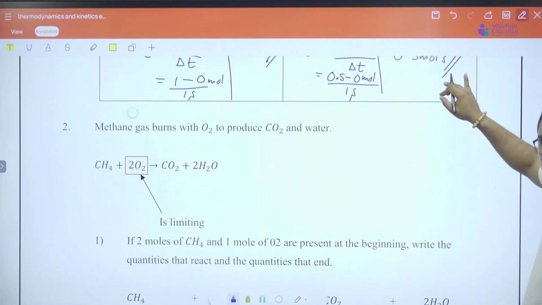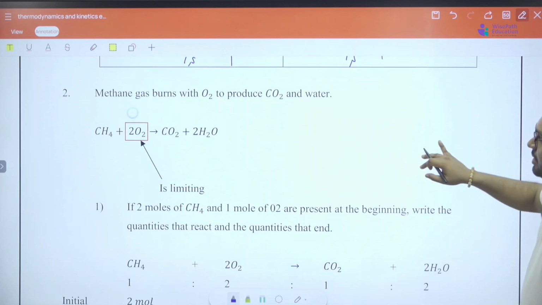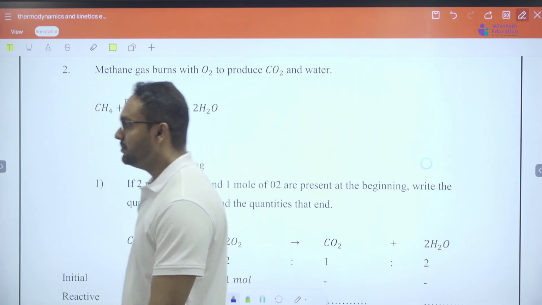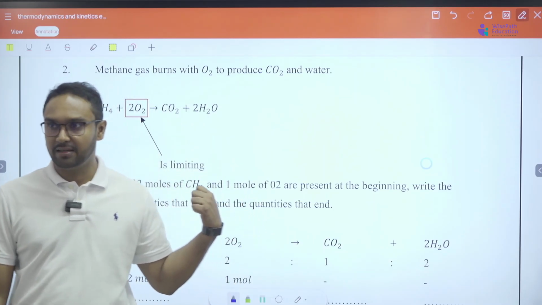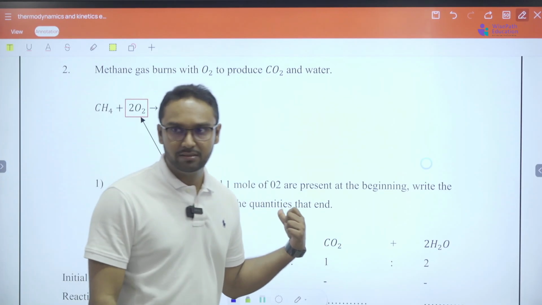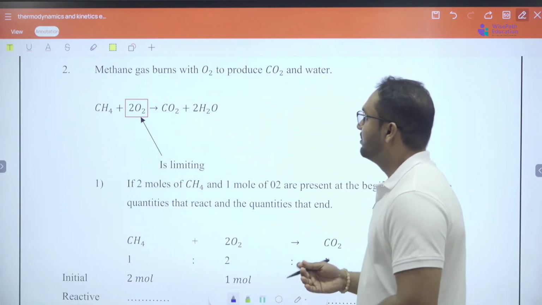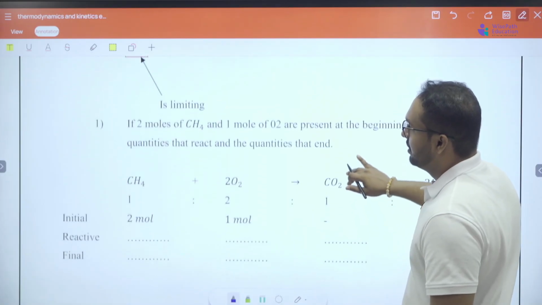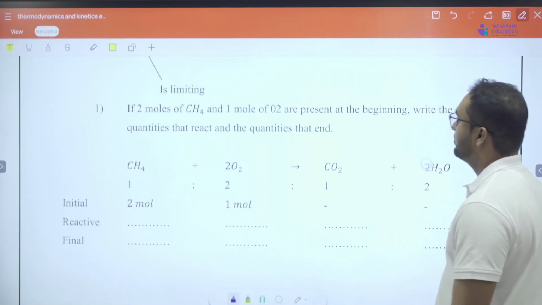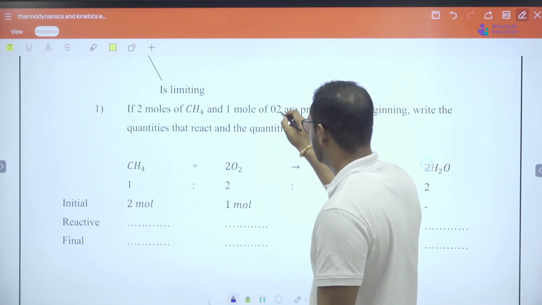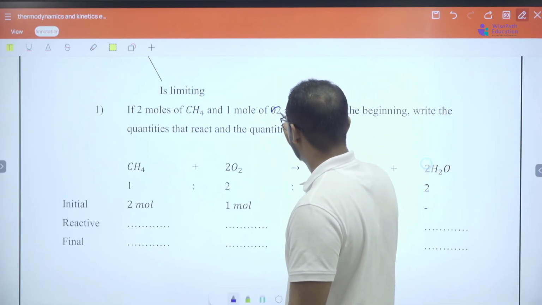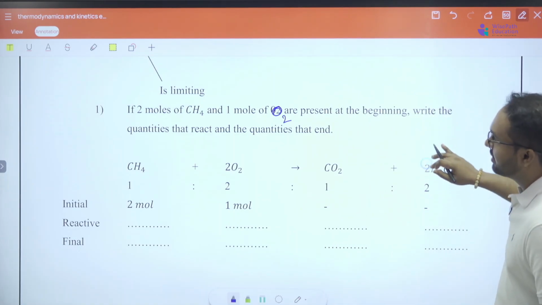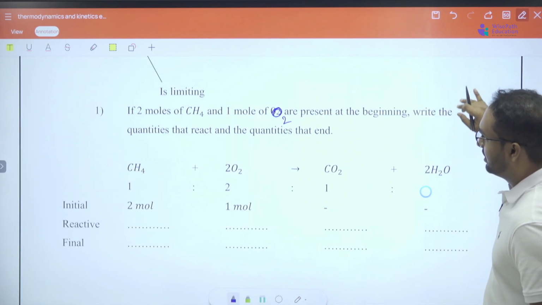Shall we come to this one? Methane gas combustion, right? This is something about the limiting factor, and we discussed it already. Methane gas burns with O2 to produce carbon dioxide and water. If 2 moles of CH4 and 2 moles of O2 are present at the beginning, write the quantities that react and the quantities at the end.